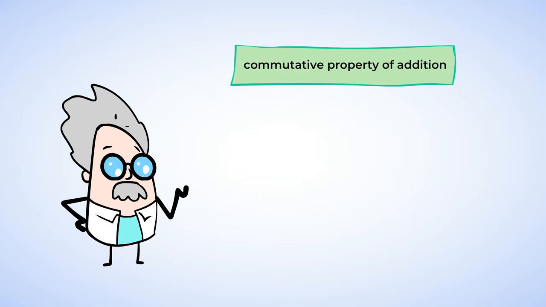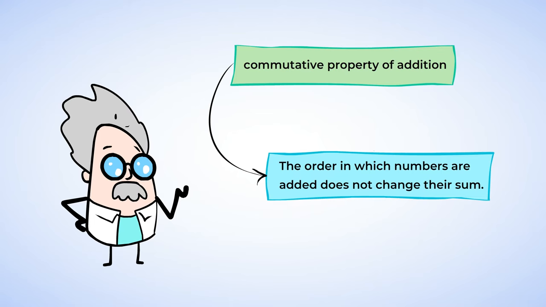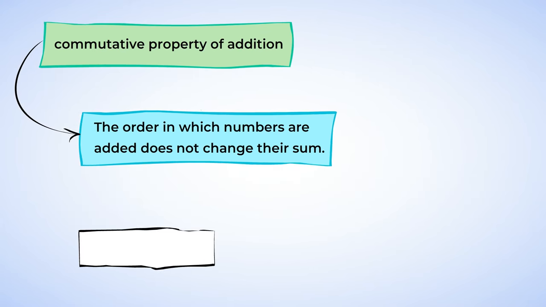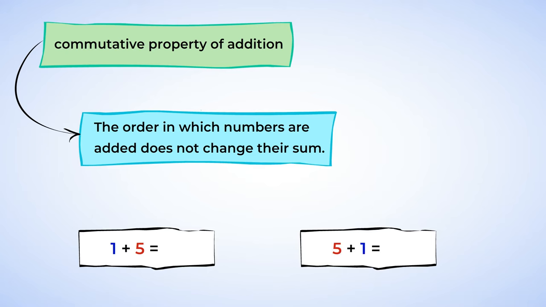Well, there you have it. You've just seen an example of the commutative property of addition. Sounds a bit difficult as a term, but the idea is quite simple. The commutative property of addition means the order in which the numbers are added does not change their sum. It doesn't matter if you add 1 to 5 or 5 to 1. It makes no difference. The result is always going to be 6.